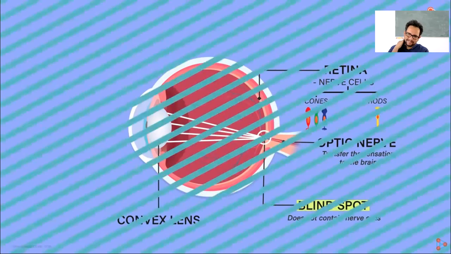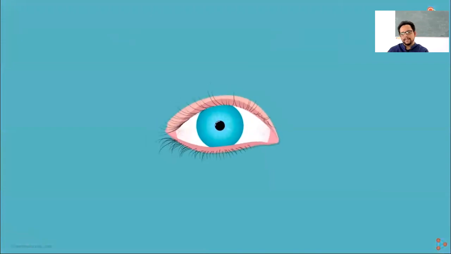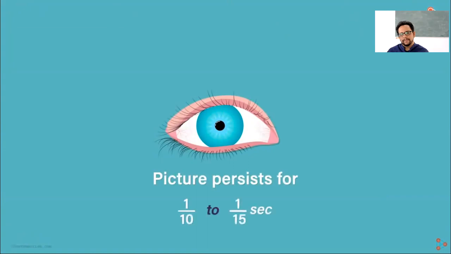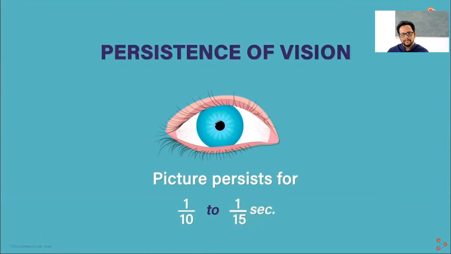There is another interesting thing about the human eye that you've got to know. Any picture persists in the eye for about 1/10 to 1/15 of a second. That's right. It means that the brain retains the impression of that light for approximately 1/15 of a second after the source of that light is removed. That is very little time. This is referred to as the persistence of vision.